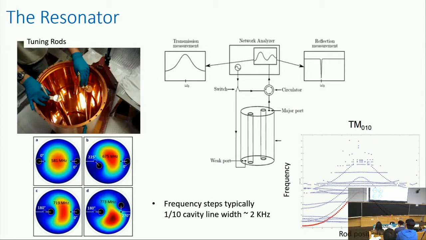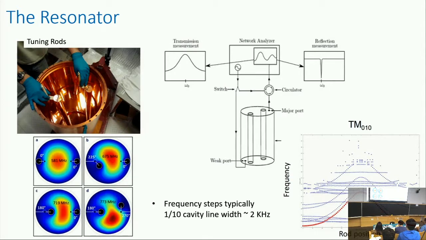So we have a tunable cavity. There are two tuning rods here, and as you move the tuning rods, you can squeeze the electric field pattern in the TM010 mode of this cavity, which is the mode that we use to detect the axions. So you squeeze the field with these rods, it moves up to higher frequency, and with this kind of setup, you can get about an octave in one apparatus. So you can get, let's say, from 500 megahertz to 1 gigahertz.